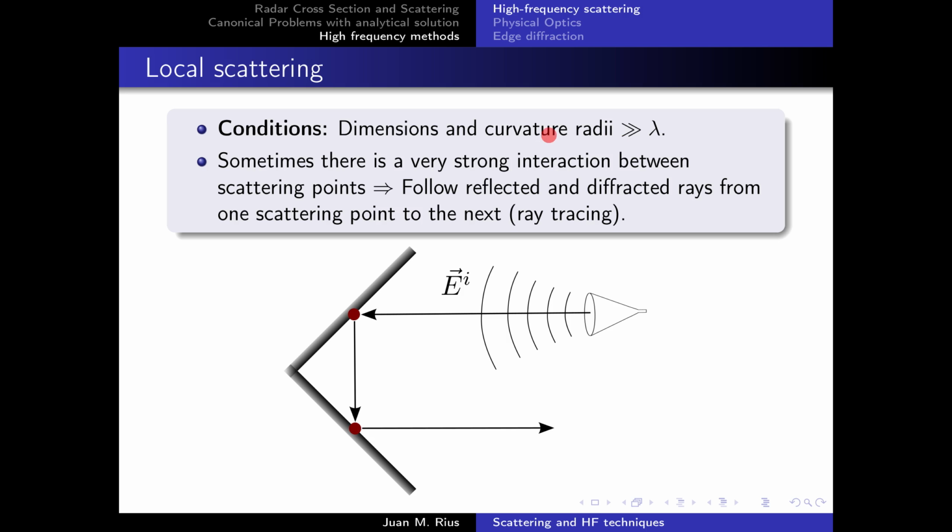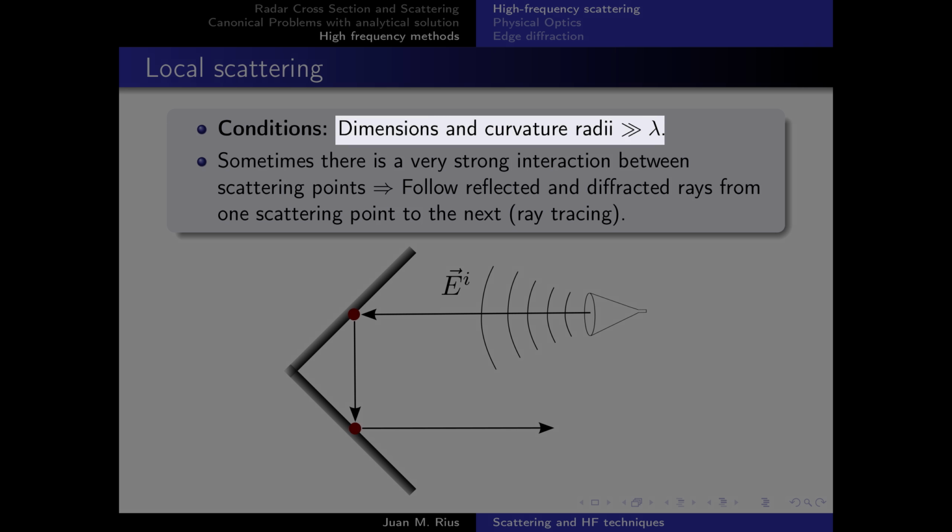The validity of this local scattering assumption is that the dimensions and the curvature radii of the object surface must be much larger than the wavelength. In practice, it is not necessary that it is really much larger than the wavelength. It is enough if it is only a few wavelengths. Maybe just one wavelength could work in some cases, but in any case the dimension of the object must be approximately larger than the wavelength.